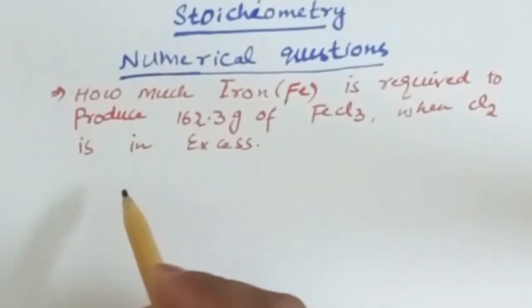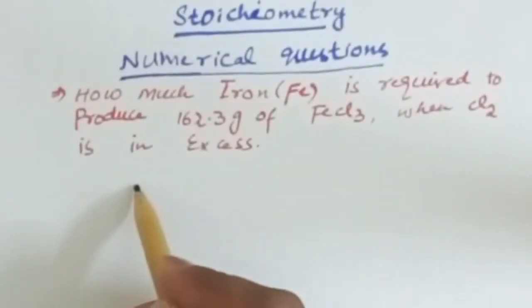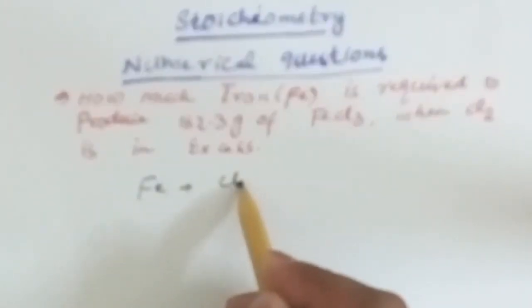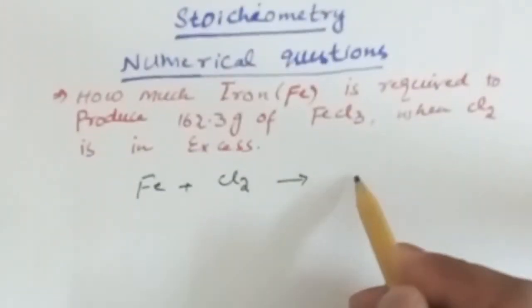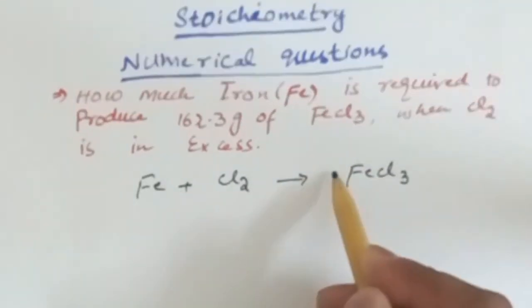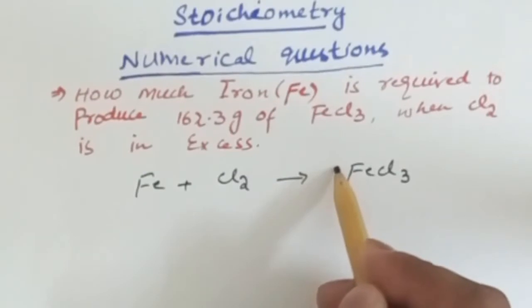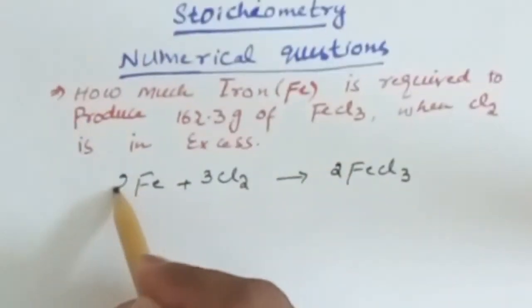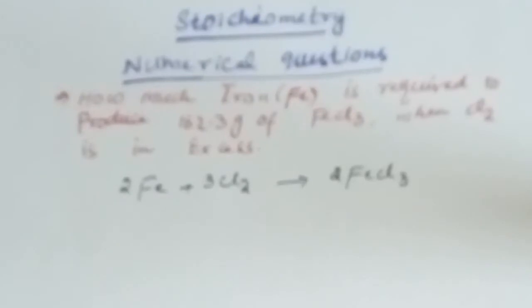So the balanced chemical equation for this data is: iron reacts with chlorine and is converted into FeCl3. Now you have to balance it, because stoichiometry is the knowledge obtained from the balanced chemical equation. So for any calculations you are doing in stoichiometry, the reaction should be balanced.